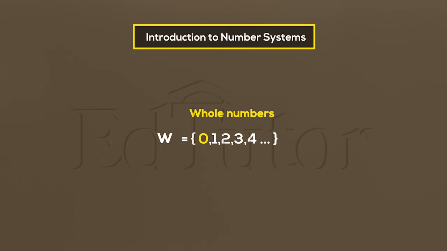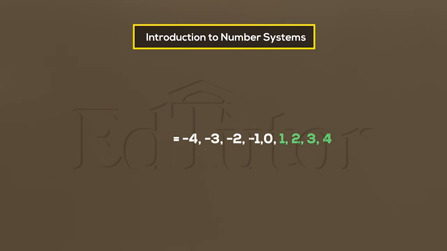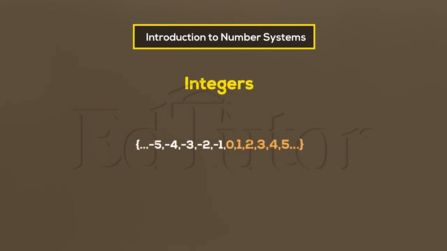Let's solve the equation by isolating x on one side. And immediately you get x equals minus 2, a negative number. But all our whole numbers are positive. Luckily, every natural number like 1, 2, 3 and 4 has a negative counterpart, minus 1, minus 2, minus 3 or minus 4. This gives us a new set of numbers called integers, which contains both whole numbers and negative numbers.